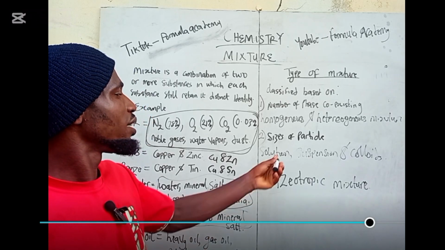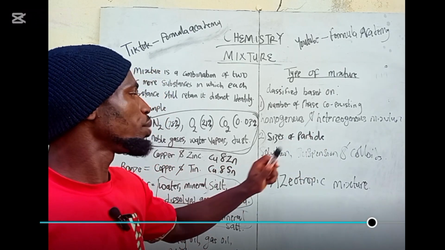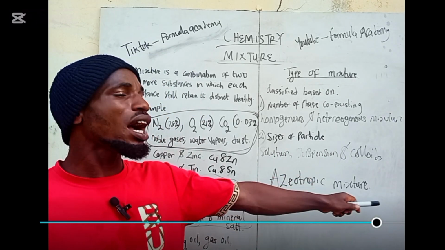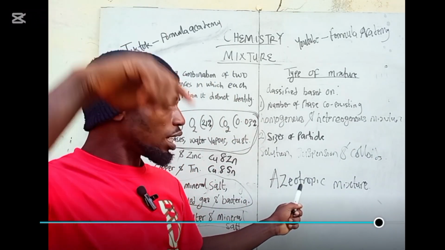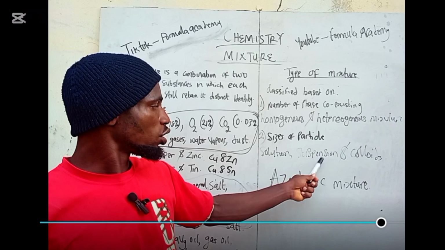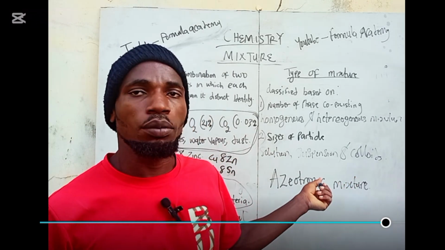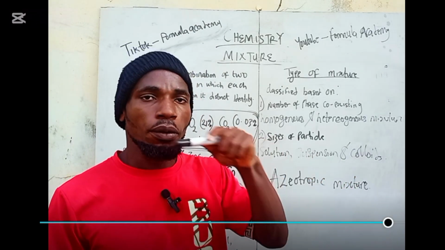So remember, we also classify based on size of particle. Based on the size of particle, we have solution, suspension, and colloids. So in our next class, I'll be talking about solution, suspension, and colloid, those three examples, other sizes of particle.